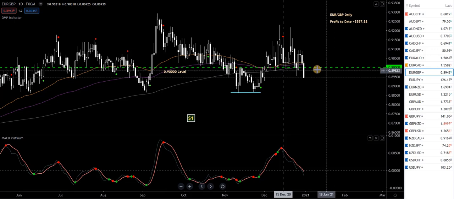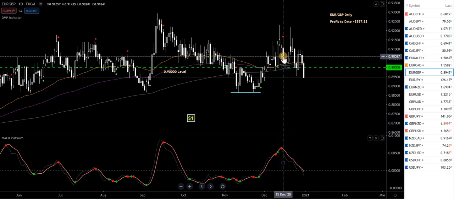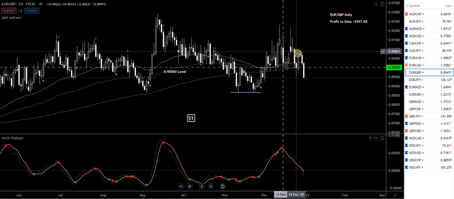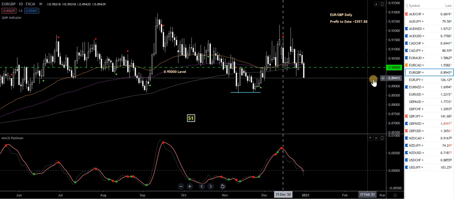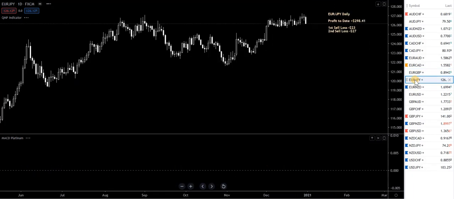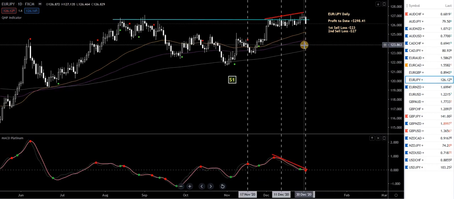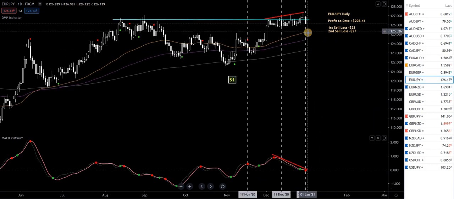Euro pound, nothing happened here. The last signal was this sell here, which I ummed and ahed about, and bang, up and down. There's just too much uncertainty with the pound pair, so I just left it alone. So no trades on at the moment. Euro yen, no trades happening.